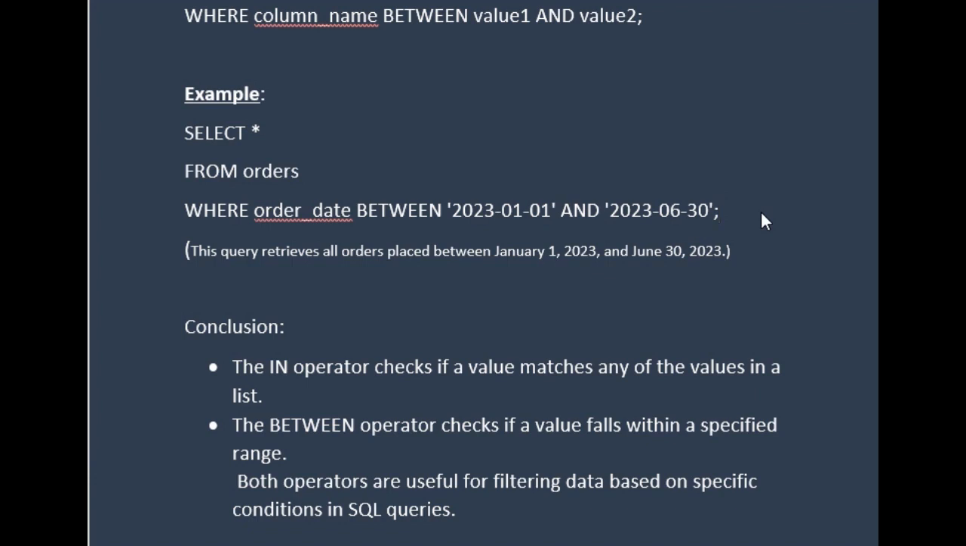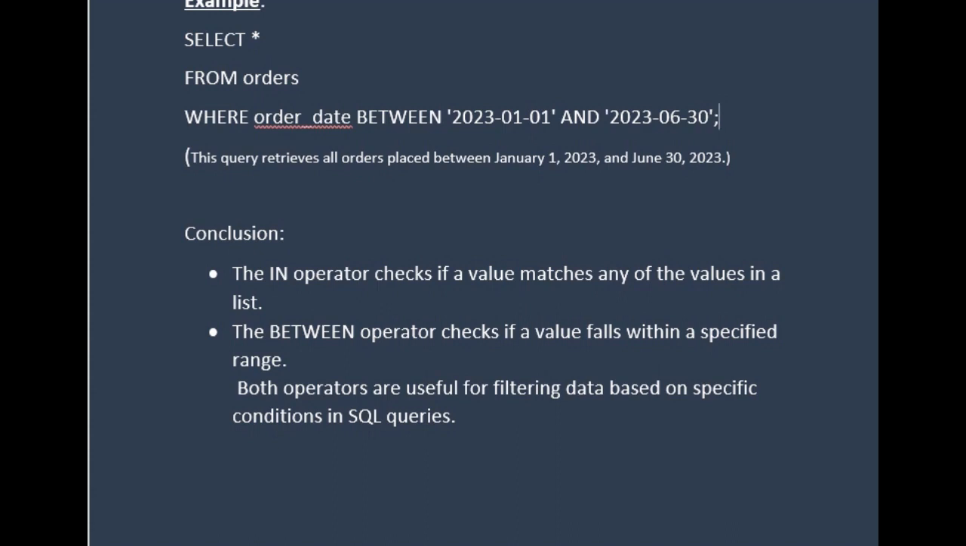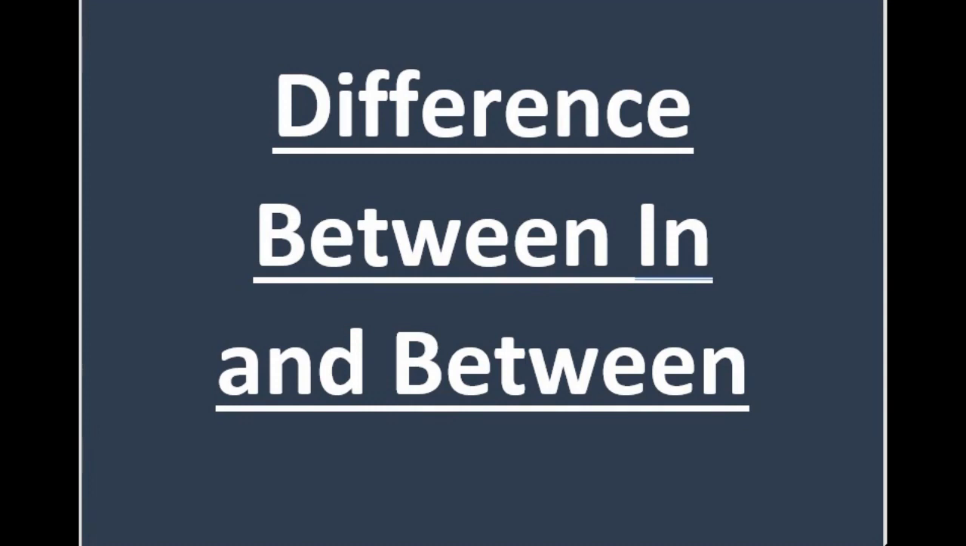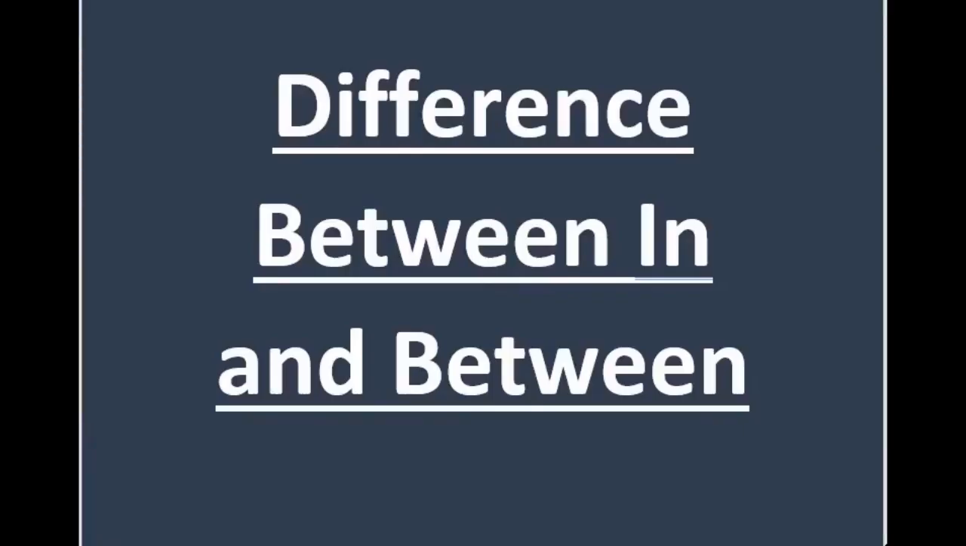So what is our conclusion? The conclusion is that the IN operator checks if a value matches any of the values in a list, and the BETWEEN operator checks if a value falls within a specified range. So both operators are useful for filtering data based on specific conditions in SQL queries. If your interviewer asks you about the difference between IN and BETWEEN operators, you can give this easy explanation to your interviewer.